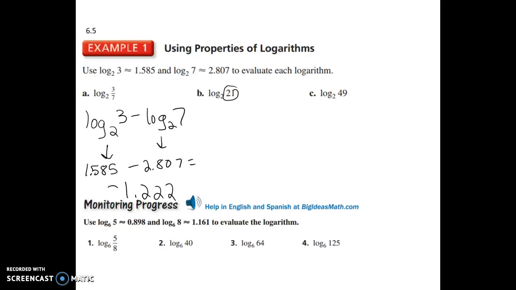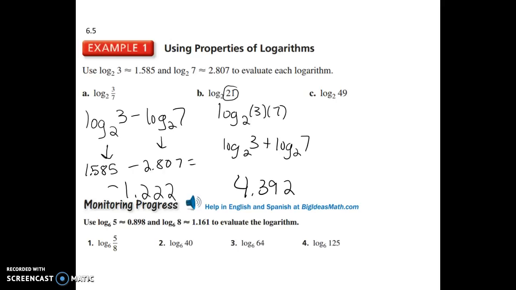21 is basically 3 times 7. So think of 21 as 3 times 7, and then you can expand the multiplication problem into an addition problem. So we can add 1.585 plus the 2.807 and go to a total of 4.392. 49 you can think of as 7 squared. So we have a power to a power. You can expand it into a multiplication problem by moving the power to the front and doing 2 times log base 2 of 7, or 2 times 2.807 and get 5.614.